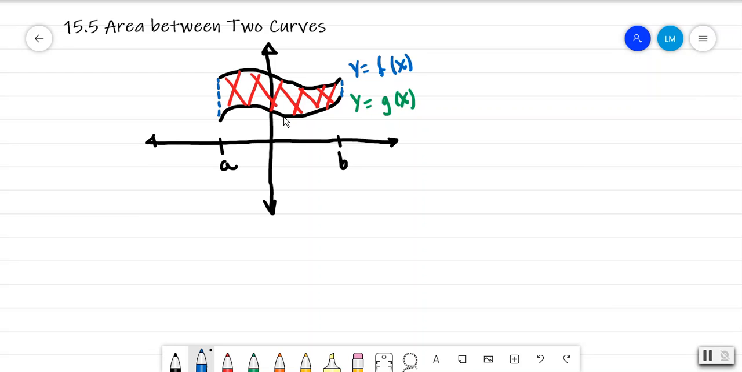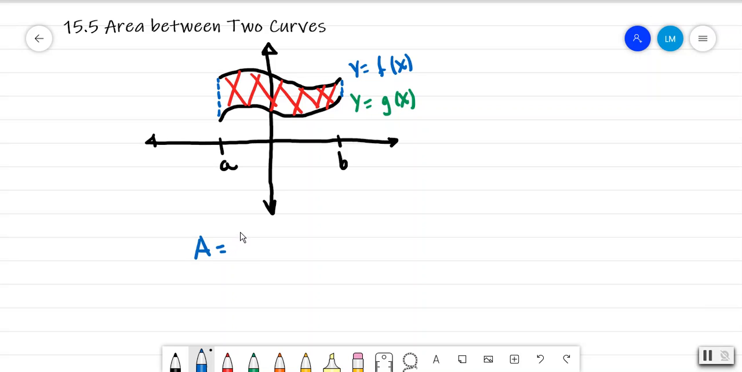Now in this diagram, the two graphs actually do not meet, technically, from A to B at least. So that's one thing that we need to be careful with. In finding the area, it makes sense that we could find the area of f of x and then find the area of g of x, but we want to get the in-between part.